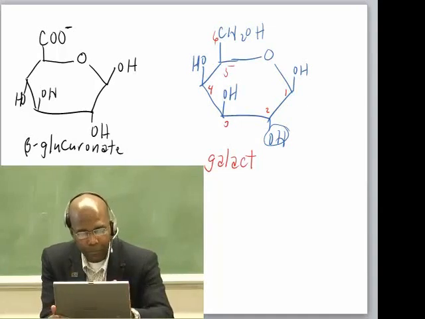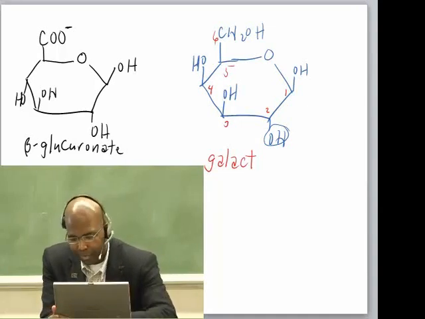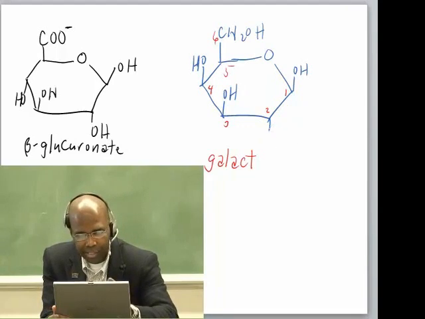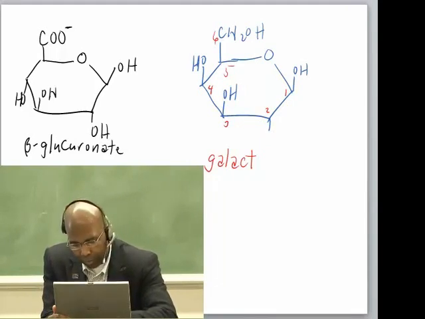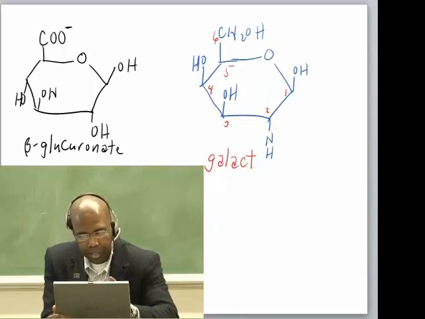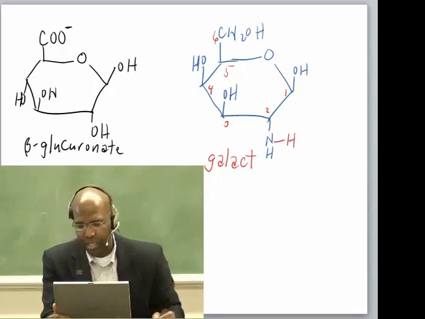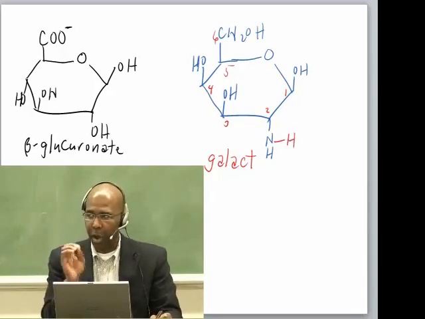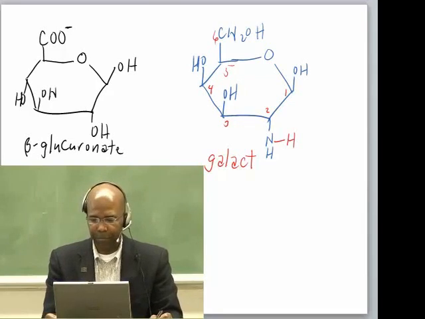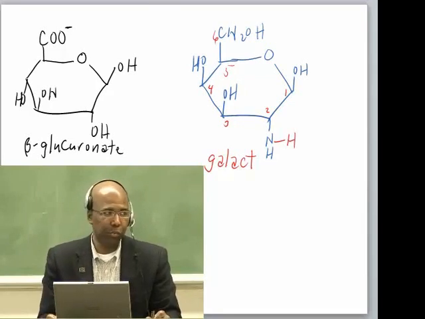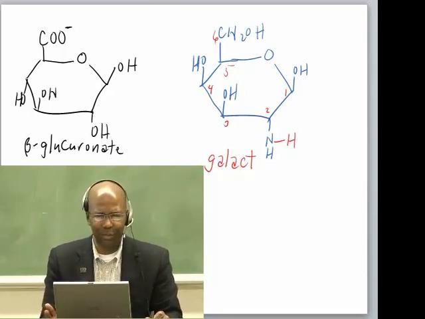I'm going to be asking you all a lot of questions today. You're going to like this. Whatever I put in red, I'm going to erase eventually, so be ready for it. So I'm going to put here N, H, and then I'm going to put here H. So we put an amino group onto galactose.